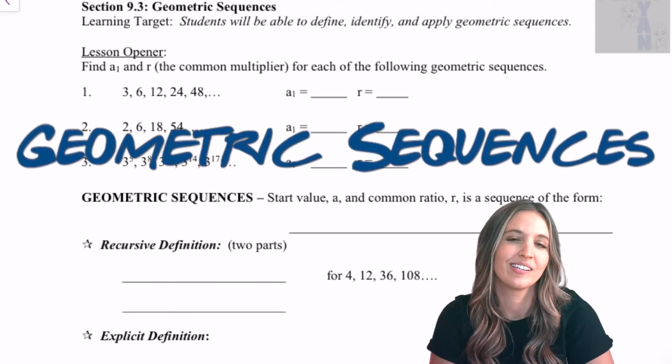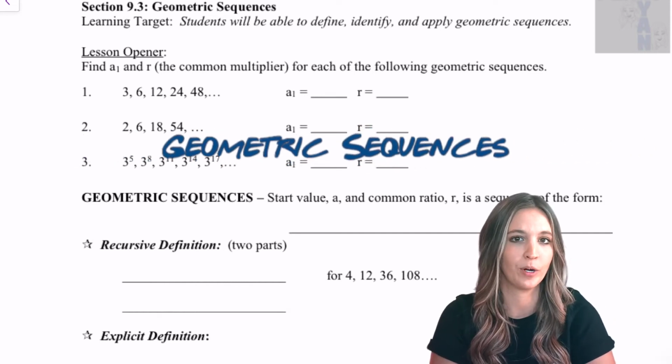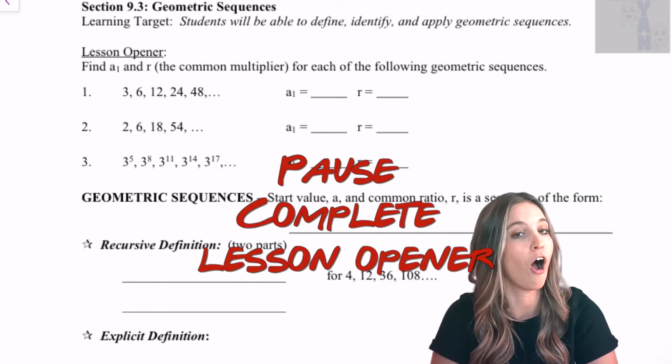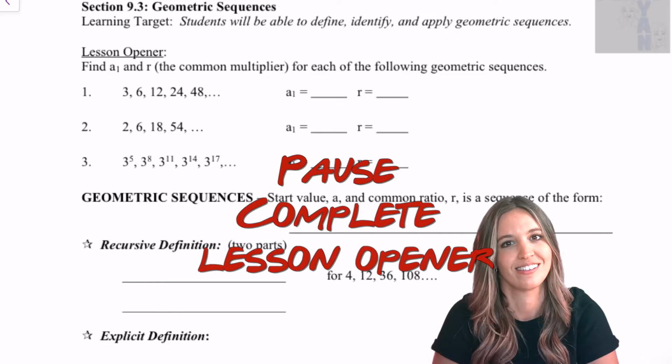Geometric sequences. Take a moment to complete the lesson opener. See if you can identify the first term and the common multiplier r in each of the sequences.